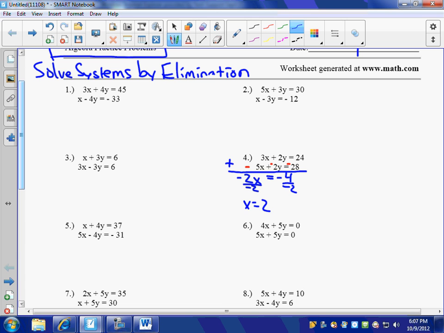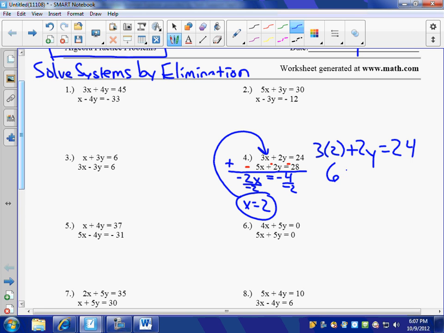X is positive 2. How do I solve for y? I take what x is, 2, and I plug that back in here. So I have 3 times 2 plus 2y is 24. 6 plus 2y is equal to 24. Subtract my 6. 2y is equal to 18. Divide by 2. Y is 9. So 2 is the x. 9 is the y. That's what I have.